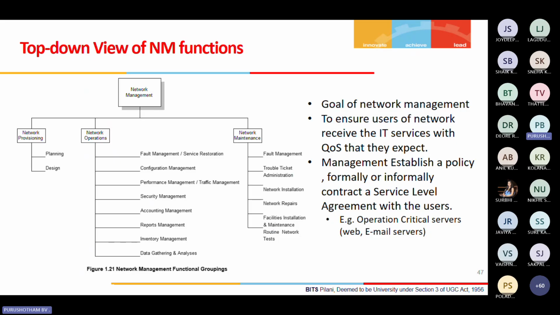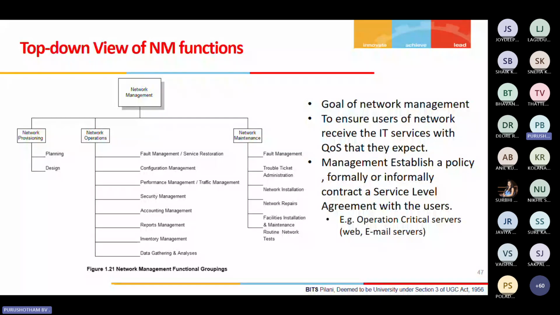Network management can be divided into provisioning, operations, and maintenance. Under provisioning, you have planning and design. Under operations, you have fault management or service restoration, configuration management, performance management or traffic management, security management, accounting management, reports management, inventory management, and data gathering and analysis. These are the things that are going to be part of this. We will see all of these in the coming chapters or classes, so that we will have complete visibility of this.